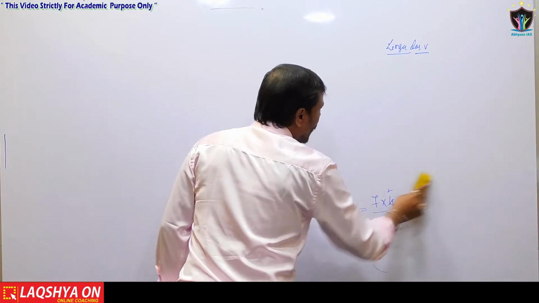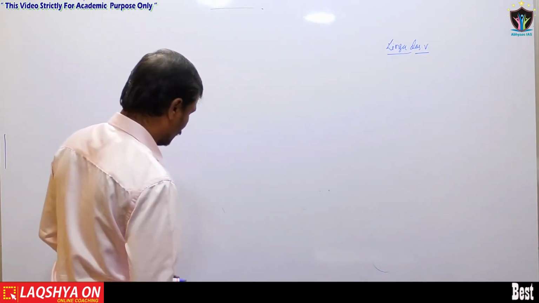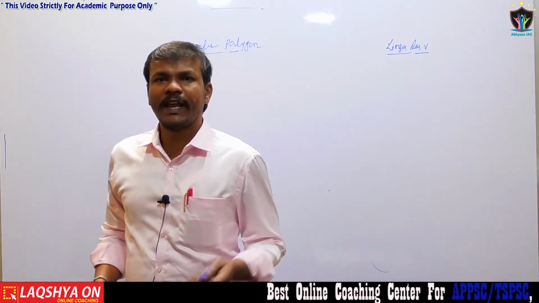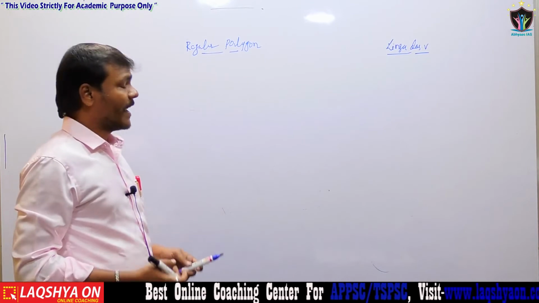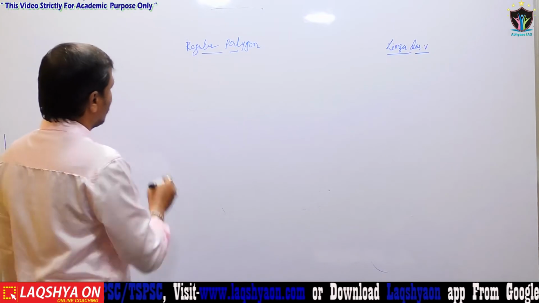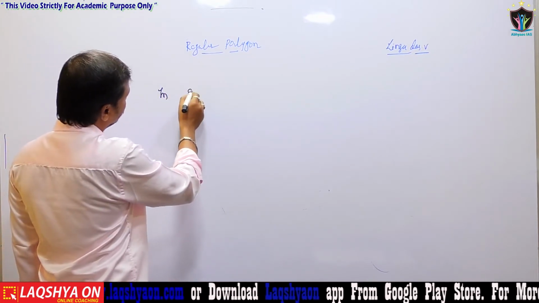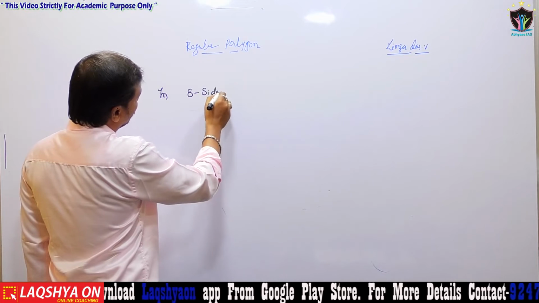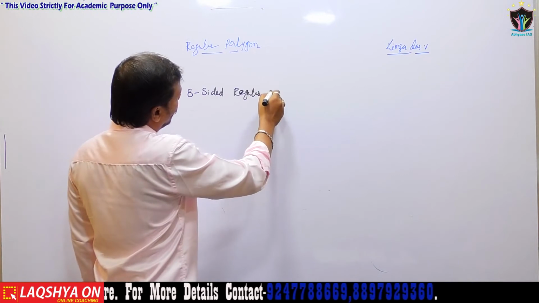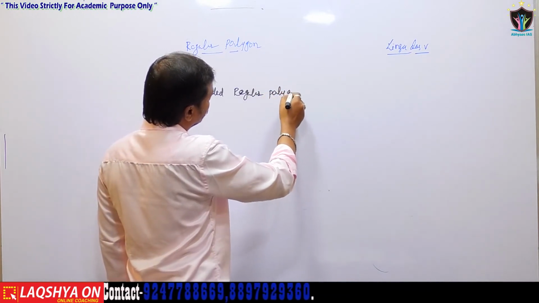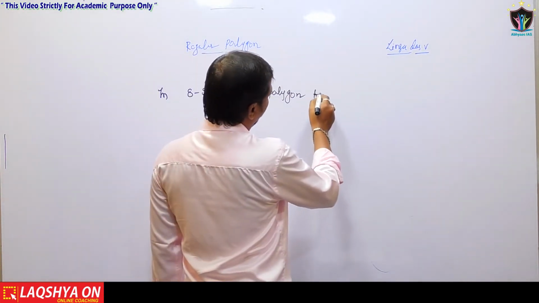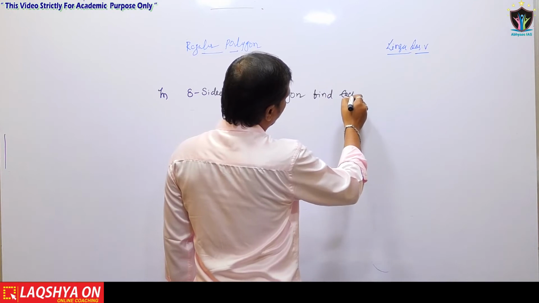Come to the regular polygon. What is a regular polygon? A regular polygon is nothing but a polygon in which each of the interior angles should be equal. That is called a regular polygon. Simple. For example, in an 8-sided regular polygon, find each of the interior angle.